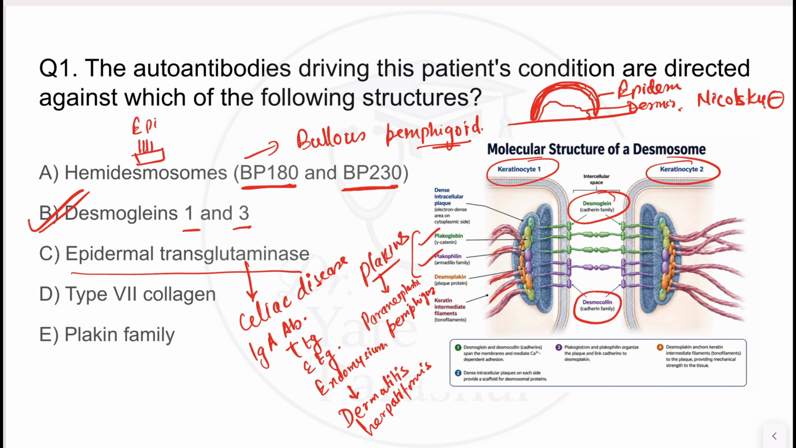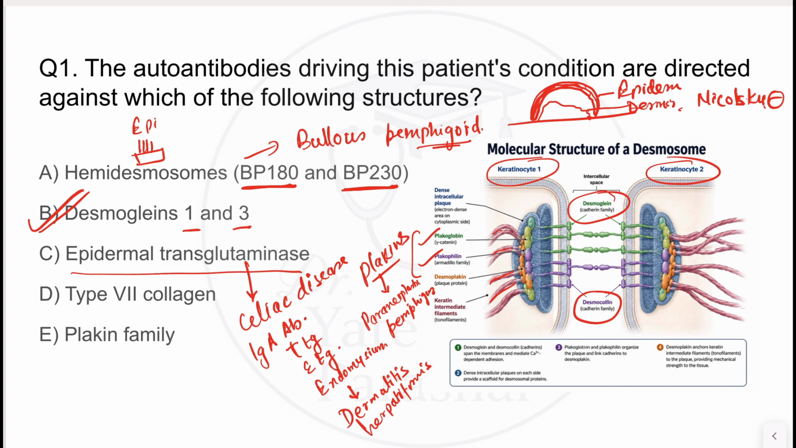and in this case the blister is subepidermal or subbasal as seen in bullous pemphigoid, and you will see the granular deposit of IgA, not the fishnet pattern as we have already seen in cases of pemphigus vulgaris.